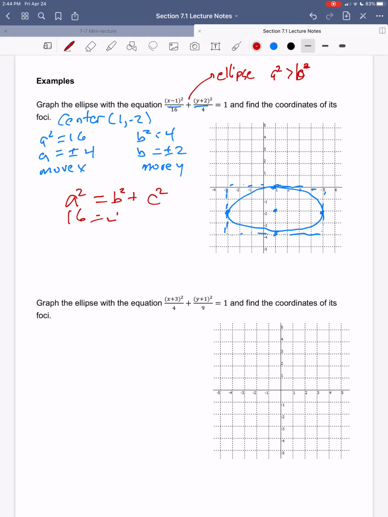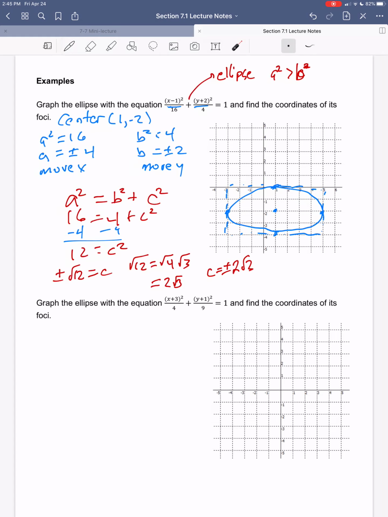B squared is 4. I subtract 4. So c would be plus or minus square root of 12, but I can simplify that. I can take the square root of 4 and get 2 square root of 3. So my c is plus or minus 2 square root of 3.